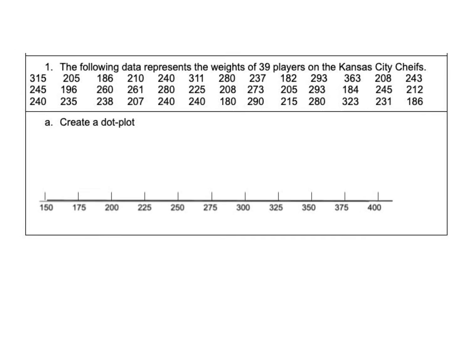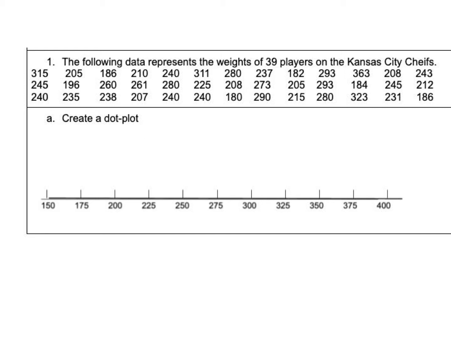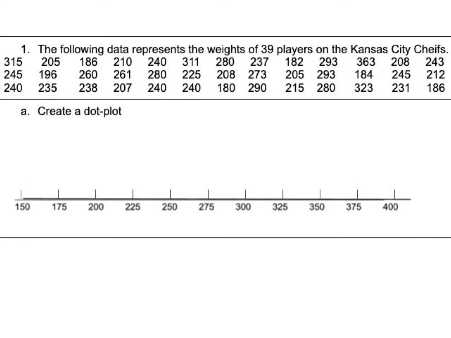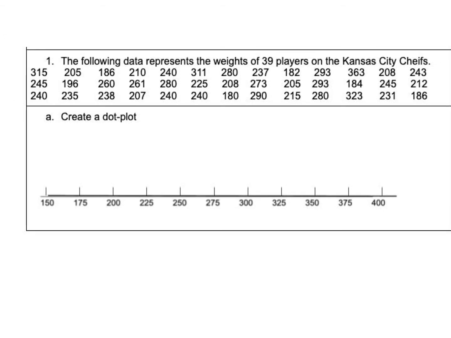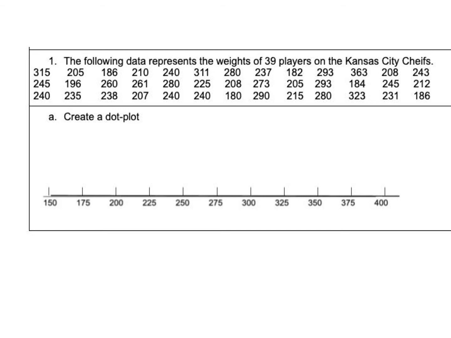So we're going to start off with the dot plot, okay? There's a lot of points here, and we're just going to try to get through as many of them as we can. But here's how this works. So we look through the data. This is the weights of 39 players on the Kansas City Chiefs, okay? So the first point is 315. What I want to do is go between the 300 and the 325, and place a point where I think 315 would be. And then I cross it off. Then I go to the next number, 205, and then I just keep going, okay?